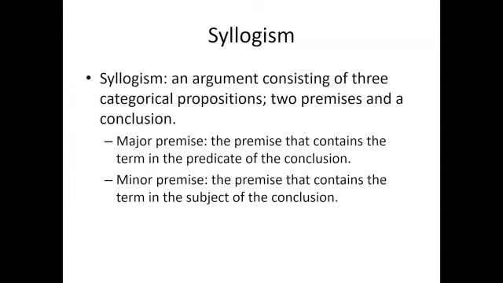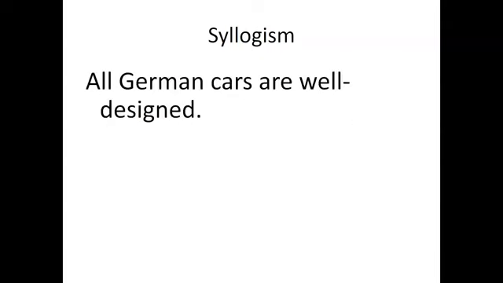Of the two premises, one of them is called the major premise and the other one is called the minor premise. The major premise is the premise that contains the term that is the predicate of the conclusion, and the minor premise is the premise that contains the term that is the subject of the conclusion. So again, the conclusion must be a proposition, and every proposition, as we already learned, has a subject and a predicate. So here's an example of a syllogism.